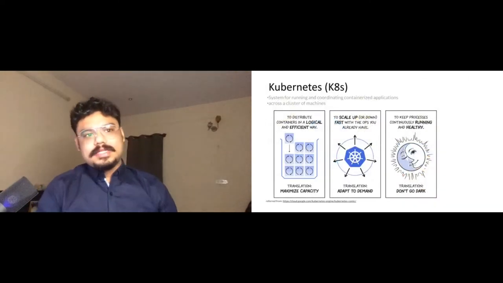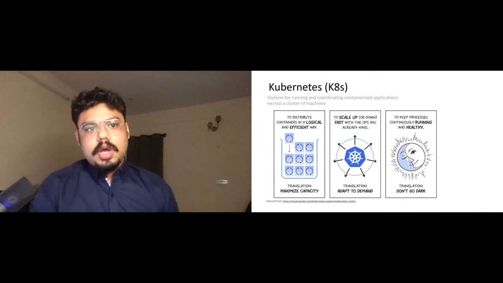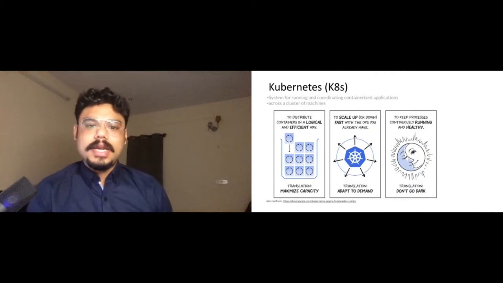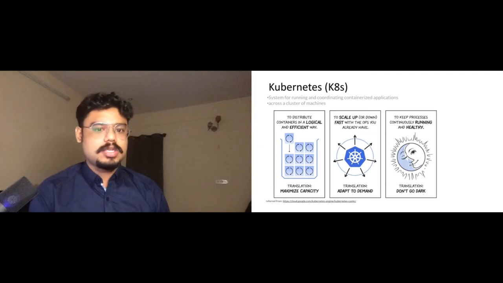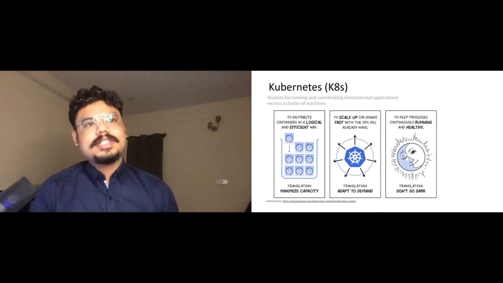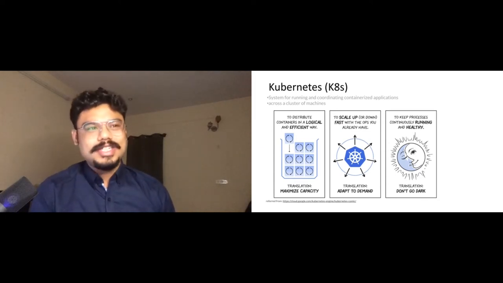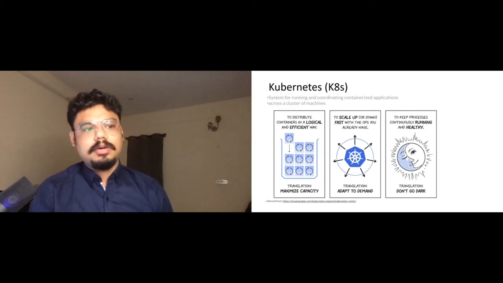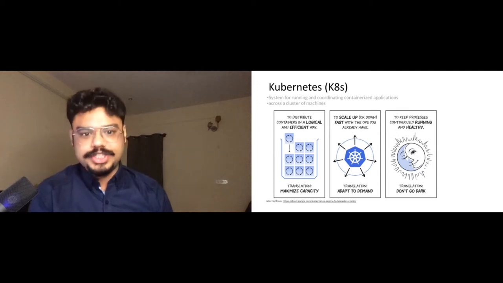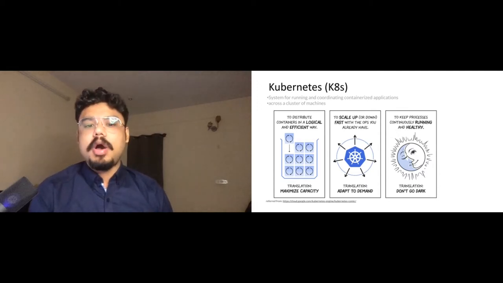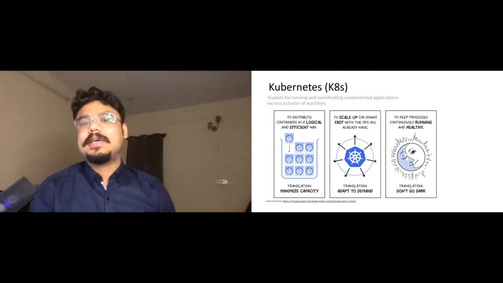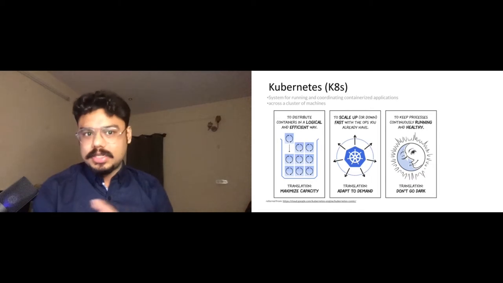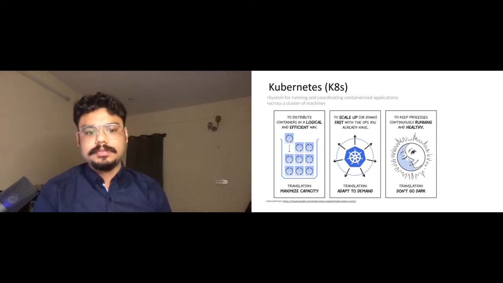So Kubernetes is an orchestration tool, a system used for running and coordinating containerized applications across a cluster of machines. Kubernetes maximizes capacity by logically and efficiently distributing containers. Based on the demand, live traffic, more data, data segregation, the machines can be scaled up or scaled down. Moreover, it makes sure the processes we configured keep on running and healthy most of the time. Kubernetes does all of this without any micromanagement.